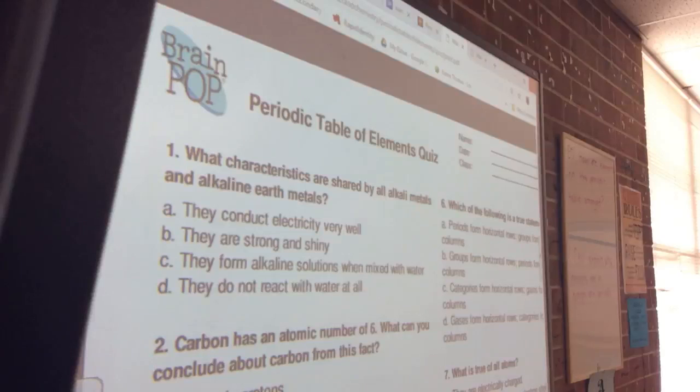Number 3, noble gases are sometimes called inert gases. What can you infer about the meaning of the word inert in chemistry? That goes to Nazaria.